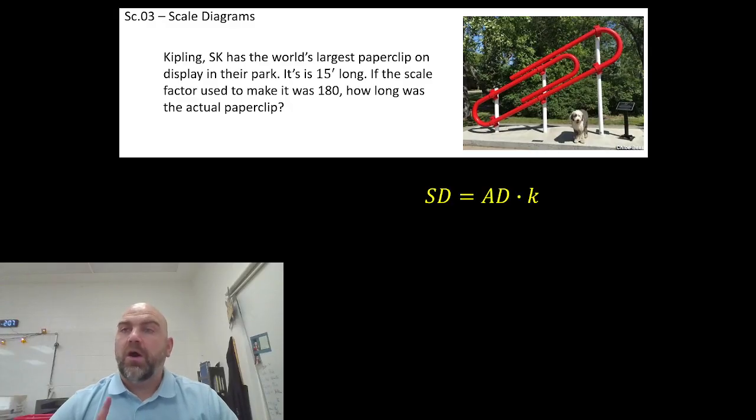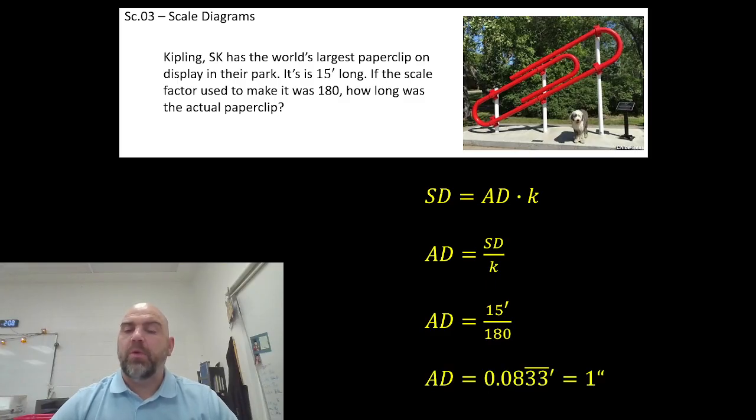We've got our scale dimension and we have our K value. So we need to rearrange this in order to figure out what is our actual dimension. Divide both sides by K, and we get our actual dimension is scale dimension divided by our K value. So 15 feet divided by 180, and we get our actual dimension of 0.0833 feet, which if we do a little bit of conversion becomes 1 inch. That's the size of the actual paperclip.